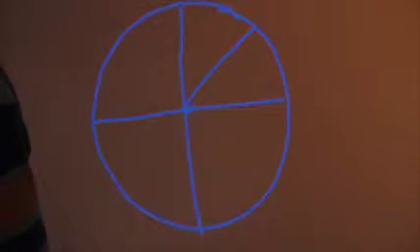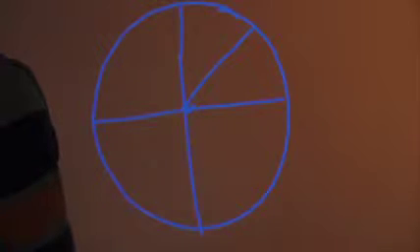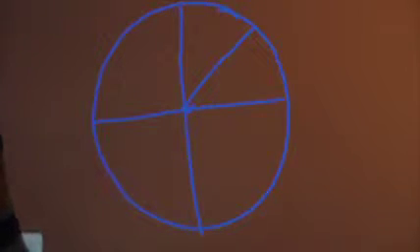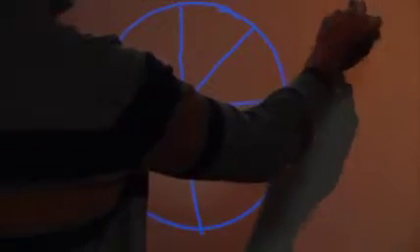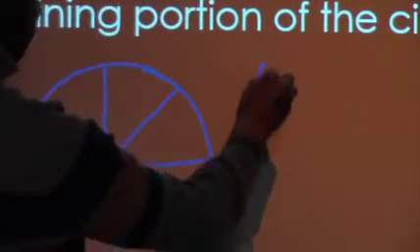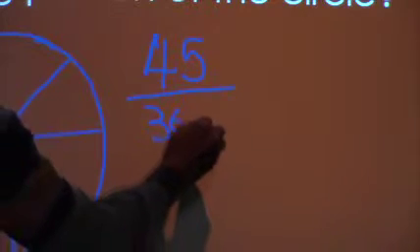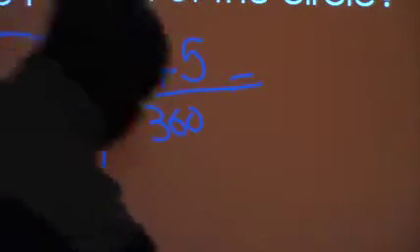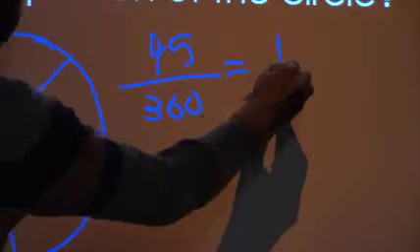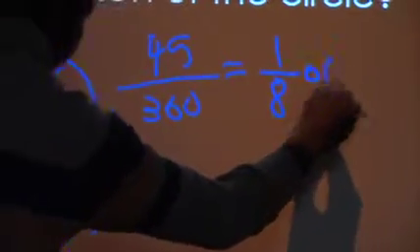So several things we can do. We can say 45 is what portion of a circle. Let's find 45 divided by what? 360, because we have 360 degrees in a circle. So 45 will be basically 1/8 of a circle.